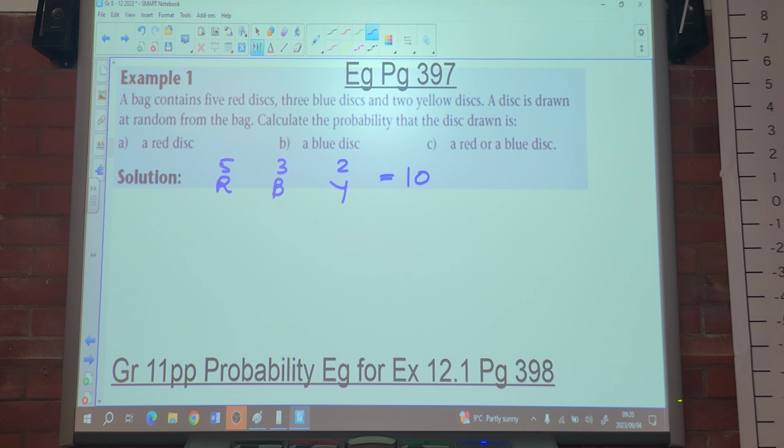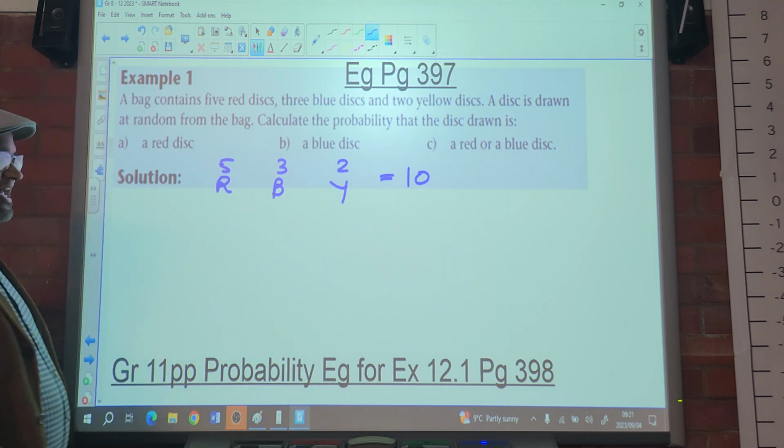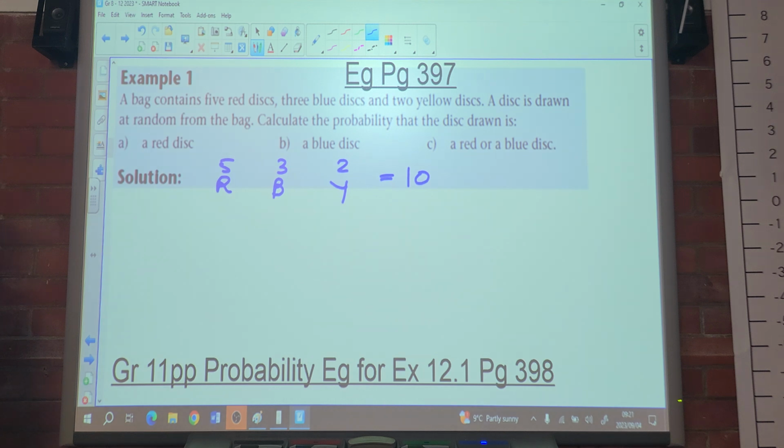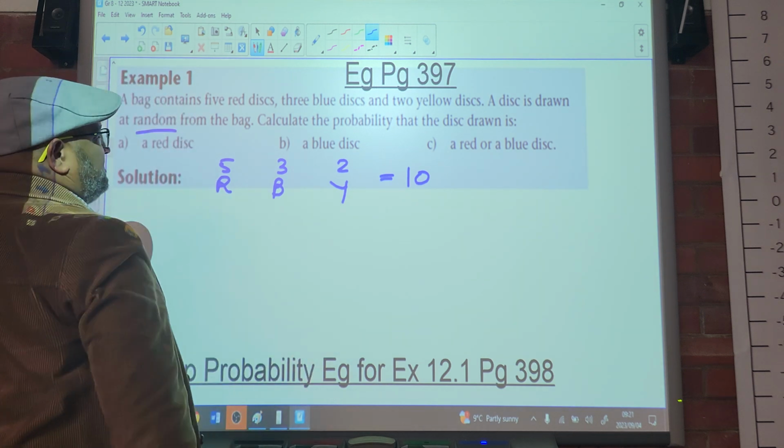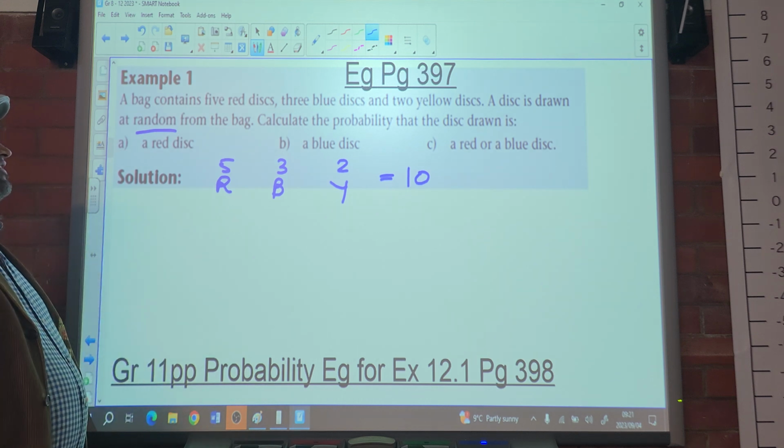Some of you would prefer red over blue, whilst others yellow over red, whatever the issue is. So when it says you are drawing at random, then there's no preference and the discs are the same size. If there's a disc that is bigger, say for argument's sake the 2 yellows are bigger, the chance of you drawing the yellow would be greater. That's why they say at random from the bag. So whenever they say that, have that in mind.